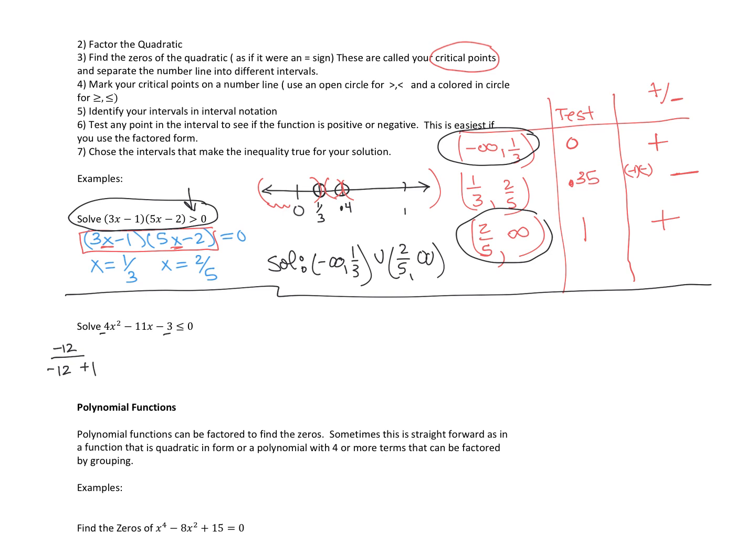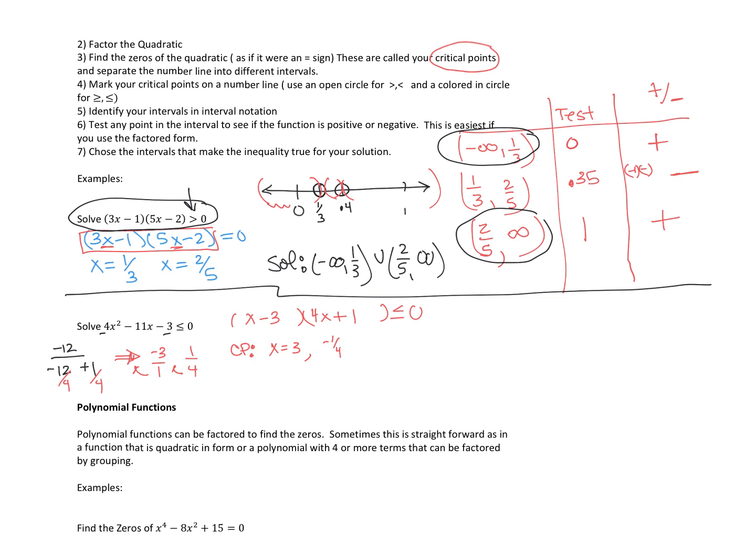I then am going to divide by that lead coefficient, which is 4. And I'm going to reduce. So the reduced forms here are negative 3 over 1 and 1 over 4. And so this inequality factors as x minus 3 and 4x plus 1, bringing those bottom numbers up. That means that my critical points are 3 and negative 1/4.